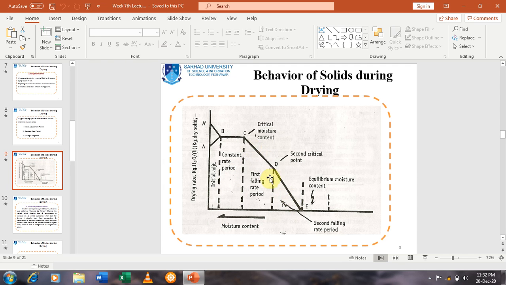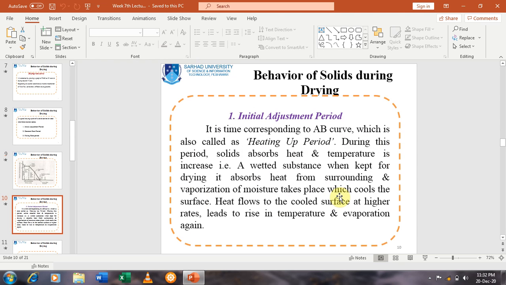And the falling rate period may be subdivided into two phases: first falling rate period and second falling rate period. And there are certain other terminologies used in this discussion that we have discussed, that is critical moisture content, second critical moisture content, and equilibrium moisture content.